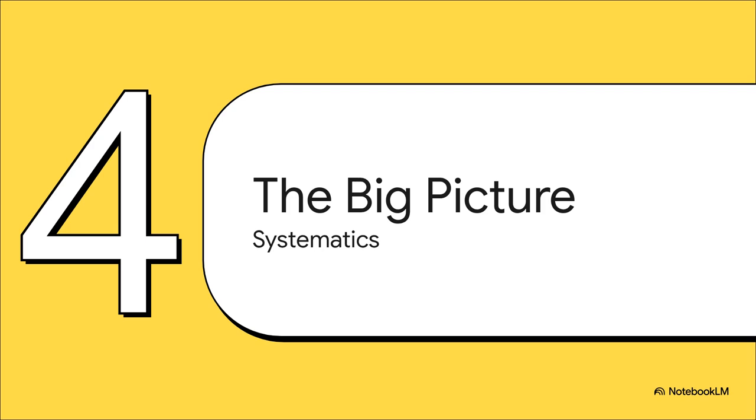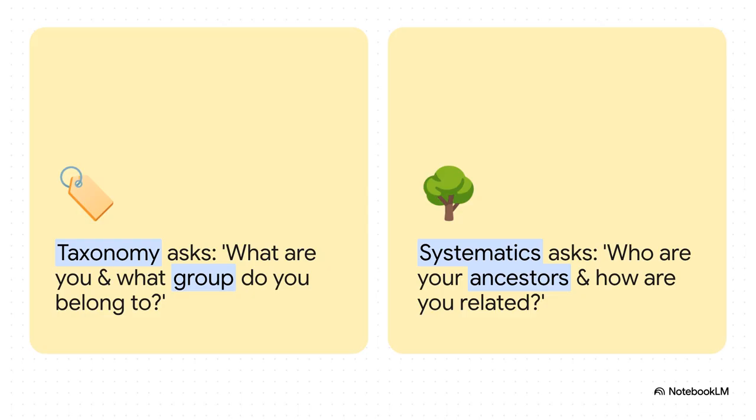All right, we've got naming, which is nomenclature, and we've got organizing, which is taxonomy. Now it's time to zoom out and look at the whole big picture, and that's called systematics. And this table here makes the difference super clear. Think of it like this. Taxonomy asks, what are you and which box do you fit in? But systematics asks a much deeper question. It asks, who's in your family tree? Who are your ancestors? And how are you related to everyone else? So basically, systematics is just taxonomy plus evolution.